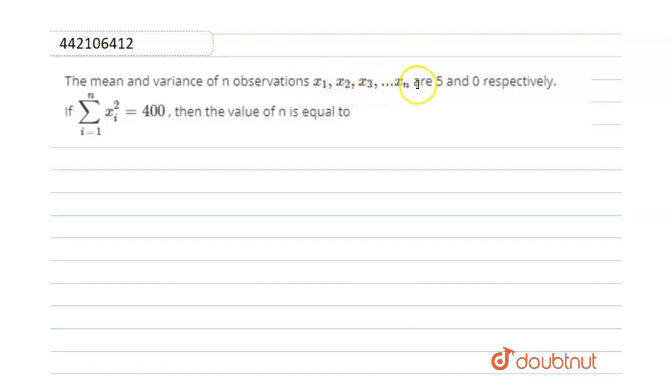The mean and variance of n observations x1, x2, up to xn are 5 and 0 respectively. If summation over i equals 1 to n, xi square is equal to 400, then the value of n is what they are asking. So in the solution, they have given the mean and variance.